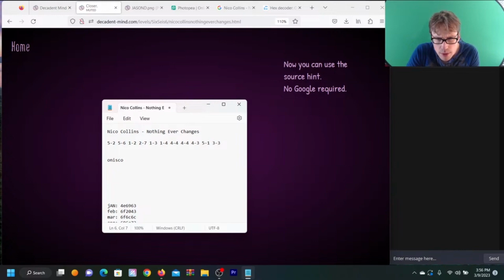the 1, 2, 3, 4, the R in ever, the R in ever, the E in ever, the C in changes, and the T in nothing.